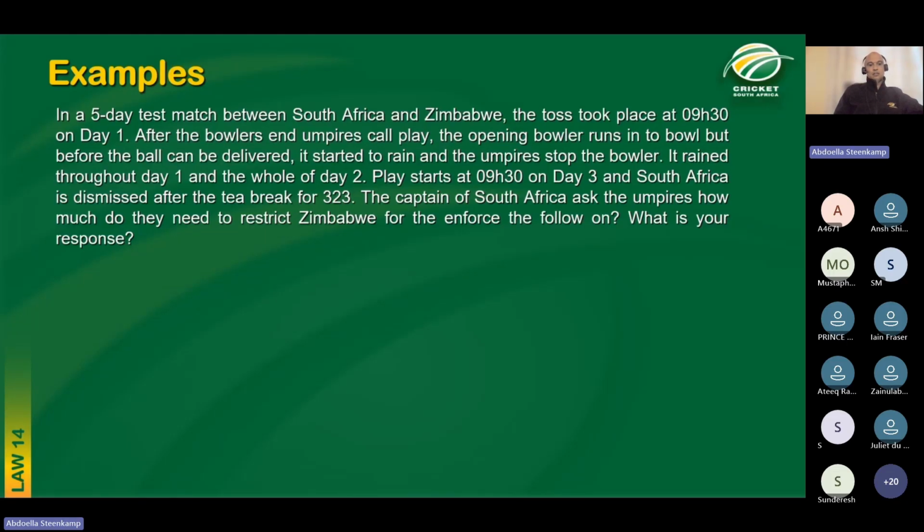It now rains throughout day 1 and the whole of day 2. Play will start at 9:30 on day 3. And South Africa is dismissed after the tea break on day 3 for 323. So then the captain comes to you, the umpires, and asks, how much do they need to restrict Zimbabwe to enforce the follow-on? So what is your response going to be?